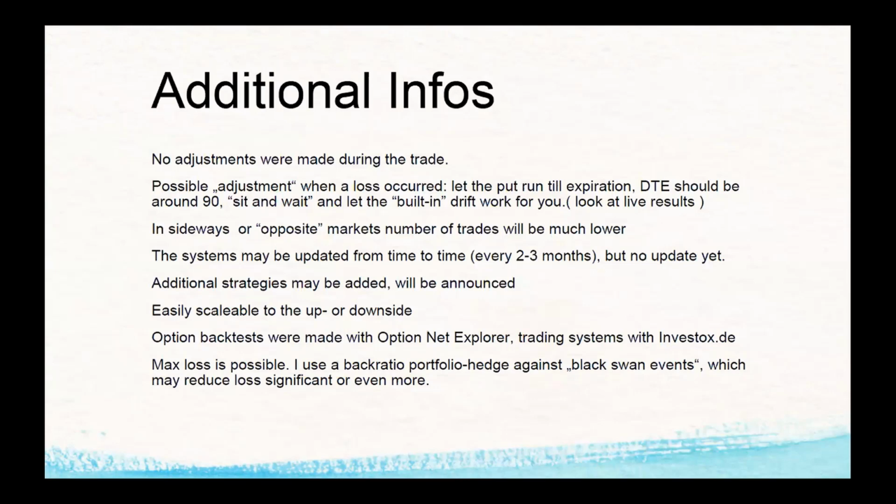In sideways or opposite markets, the number of trades will be much lower. The systems may be updated from time to time, but no update yet. Additional strategies may be added and will be announced, but nothing yet. This system is easily scalable to the upside or downside. For example, you buy a put for about $5. If you have an investment of $2,000, you buy 4 puts. If you have an investment of $3,000, you buy 6 puts.